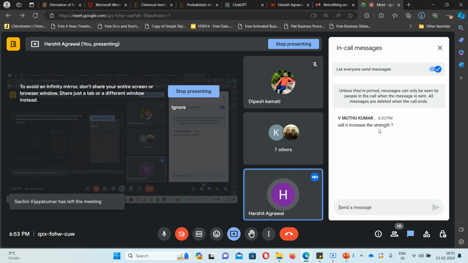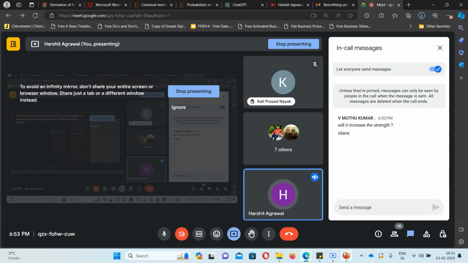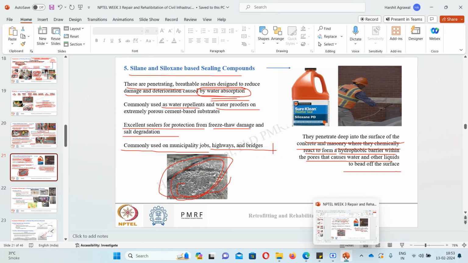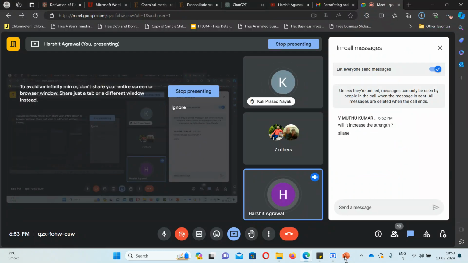Will it increase the strength? Which material are you talking about, Mr. Kumar? Which silane? No, it is just like a crack filler. So it will decrease the porosity basically. A little bit of strength can be improved since the porosity is decreasing, but its main purpose is to repair the crack or coat the surface with a repellent material so that aggressive ions or salt may not ingress. Okay, the main purpose is filling the crack or coating the surface with a sealing compound.